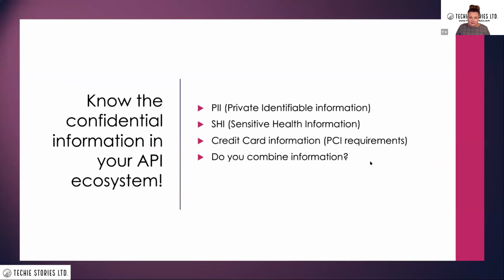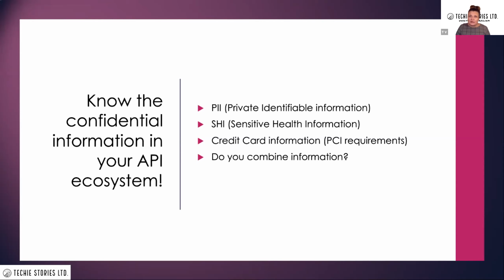One of the key things is that availability is part of the EU GDPR and other privacy frameworks as well. So you need to know what type of information you are handling. You can use tags to name this information, like private identifiable information, sensitive health information, credit card information. And then you need to figure out whether you are combining information, because when you combine information, even though it wouldn't be privately identifiable information at first, it could become so.